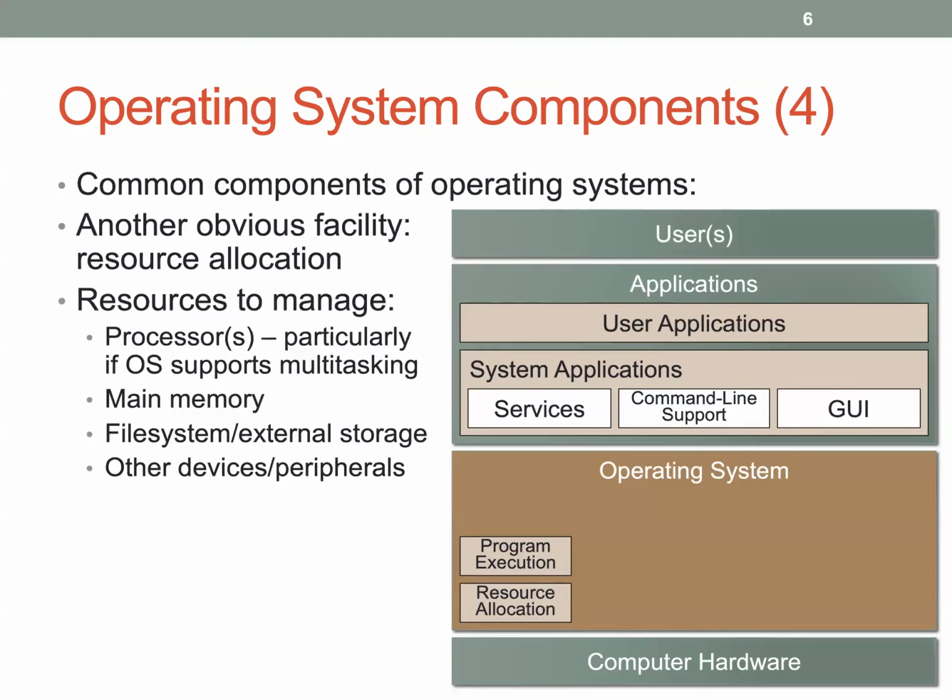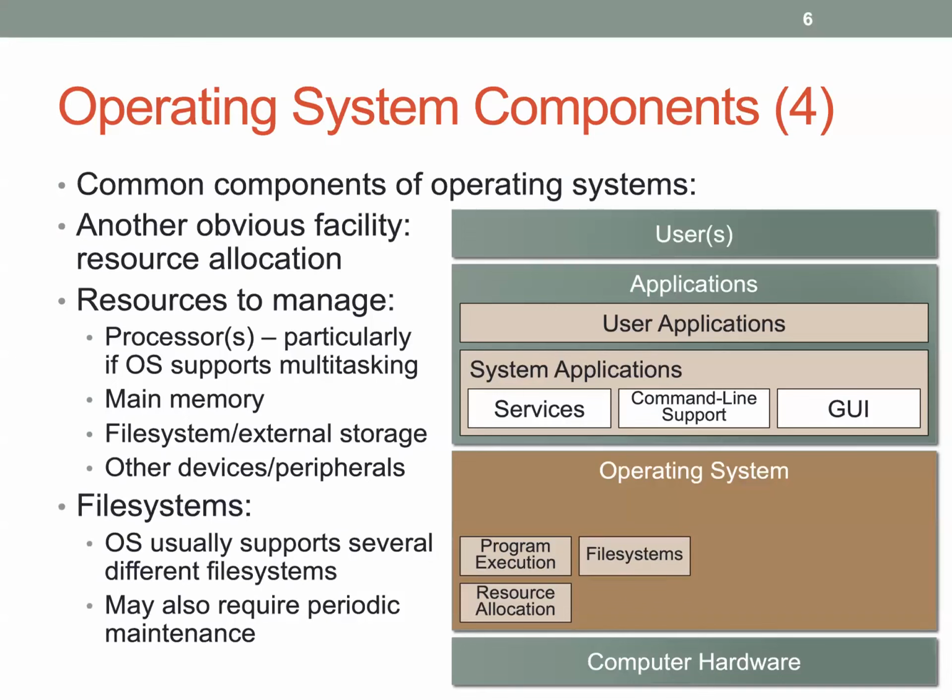Okay, so resources to manage: processors, main memory, file system or external storage, and then other peripherals. I mentioned graphics memory is a really common example that you may not think of because every application sort of has its own area of the screen it needs to draw to. And you may have applications that are GPU aware, and the OS has to manage the application access to those resources. So you have file systems, and the operating system almost always has support for multiple file systems.